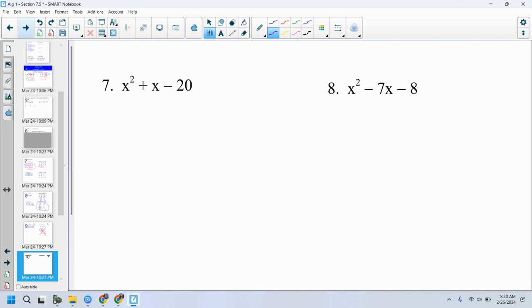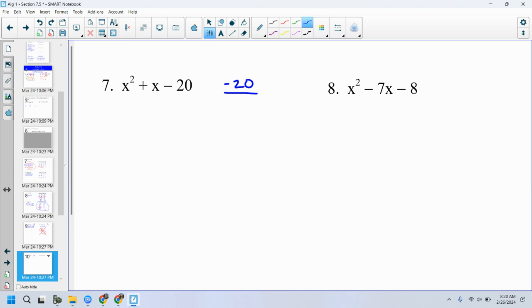Let's take a look at the next 2. Go ahead and write those in for us here. What number am I going to find the factors of in number 7? -20. Factors of -20 that add together to get 1. What are they? What are you raising your hand to tell me? Factors of -20 that add together to get 1.